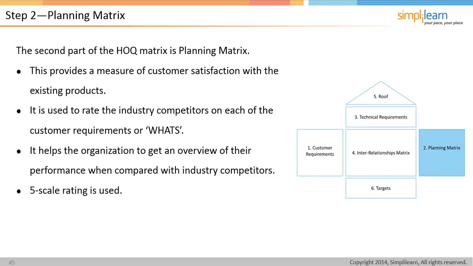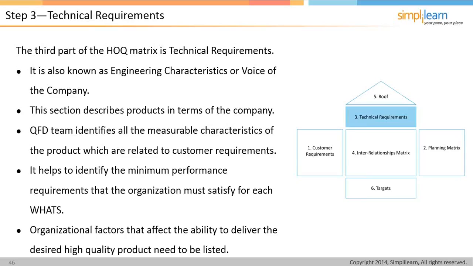We move over to the planning matrix room, second stage here. We're providing a measure of customer satisfaction with the existing products. It's used to rate the industry competitors on each of the customer requirements, or the what's important. It helps the organization to get an overview of their performance when compared with industry competitors. A 5-scale rating is used, so like a Likert scale, 1 to 5.